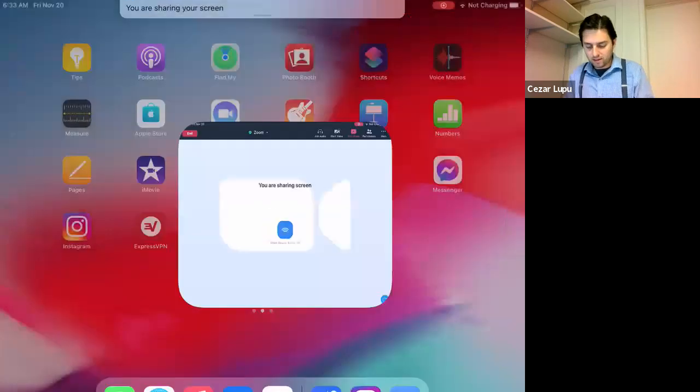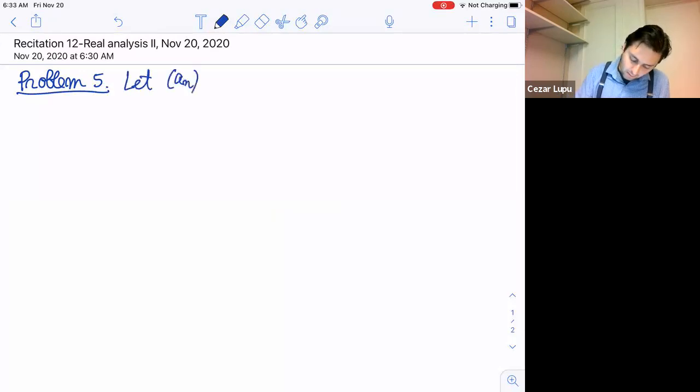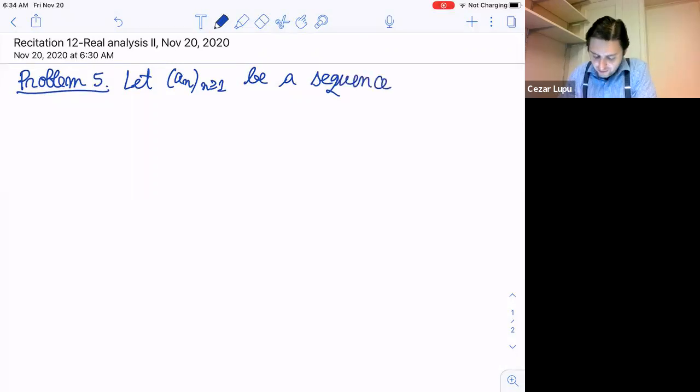I'd like to start with a problem which is a little bit different than the last problem that I did in the lecture. It's problem number 5 in the worksheet, and it says the following. Let a_n be a sequence. In my worksheet here it says positive integers, but in fact it's a sequence of positive reals.